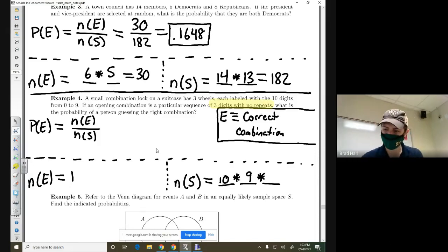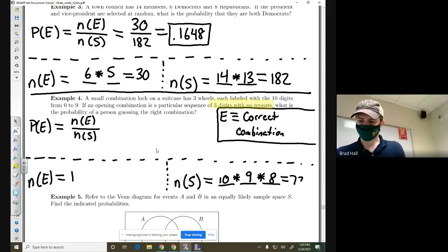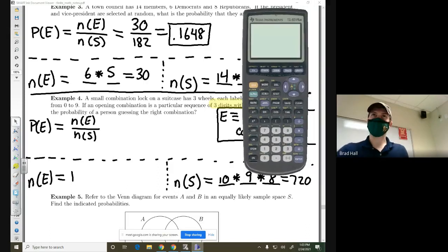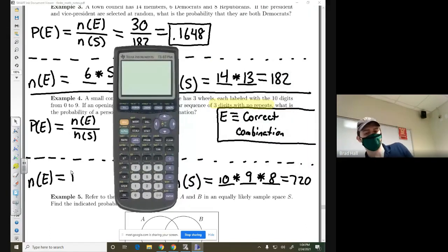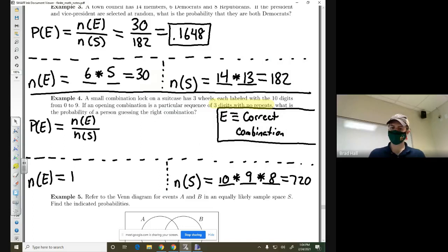So 9 and 8. I believe that's 720, right? 9 times 8 is 72, and then you just throw a 0 behind it. 10 times 9 times 8. So really, this is 1 divided by 720. So you have a 1 out of 720 chance of guessing this correctly.